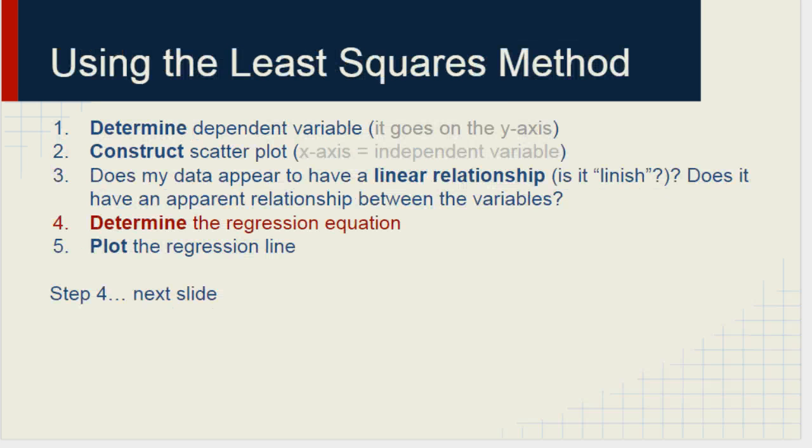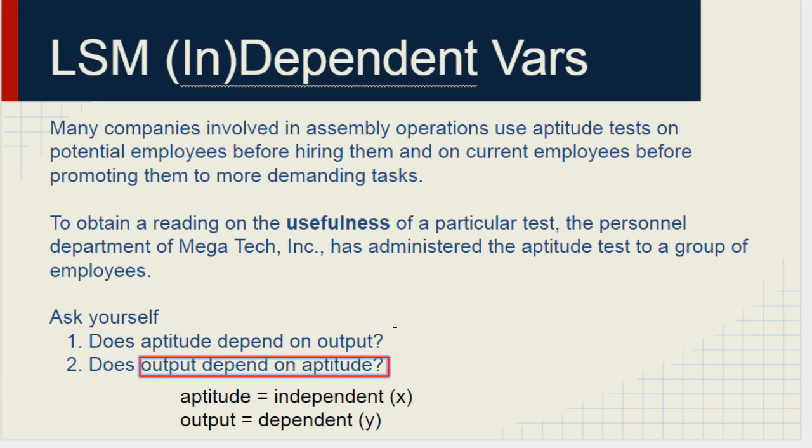Now, when we use the least squares method, I suggest 5 steps. First of all, determine your dependent variable. That requires you to think a little bit, and that goes on the y-axis. Construct your scatter plot, and then you have to ask yourself the question, does your data have a linear relationship, or do you think it has one? Is it line-ish? I know that's not a word, but it sounds right. Once you do that, you have to determine your regression equation and then plot your regression line. And once you plot your regression line, you can do a whole bunch of things with it. For the least squares method, first of all, figure out your independent and dependent variables.